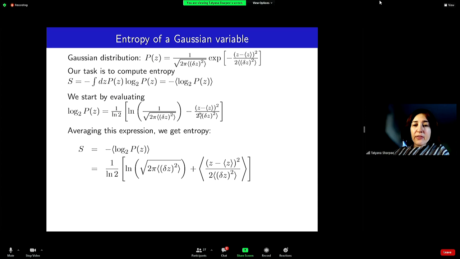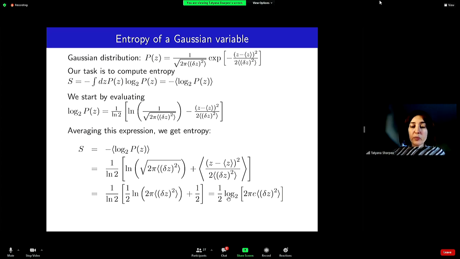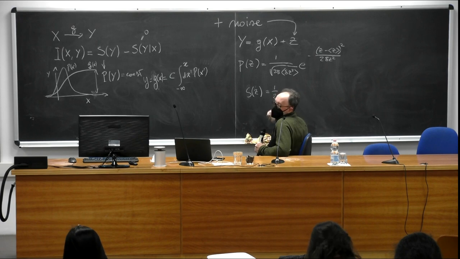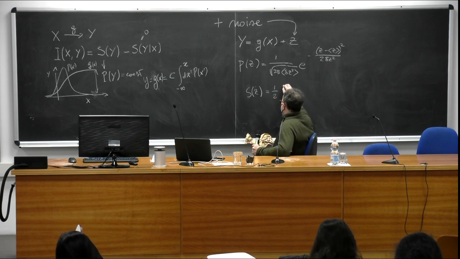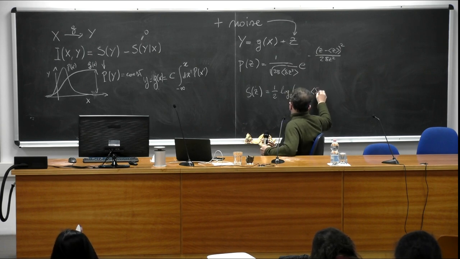And then we have the average of this expression, which is z minus the average squared over the variance. But because this is the average of z minus the average squared, this is just delta z squared. And so rewriting this first part, this cancels, and then we just get 1/2. So you get a very simple expression: the entropy of a Gaussian variable is 1/2 log 2, some constants like 2 pi e, and then the variance of the signal.